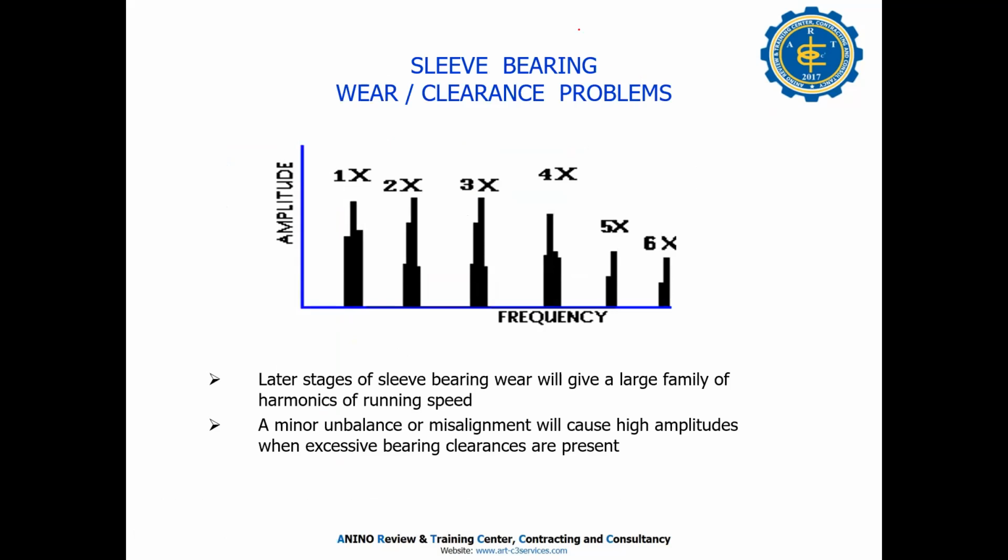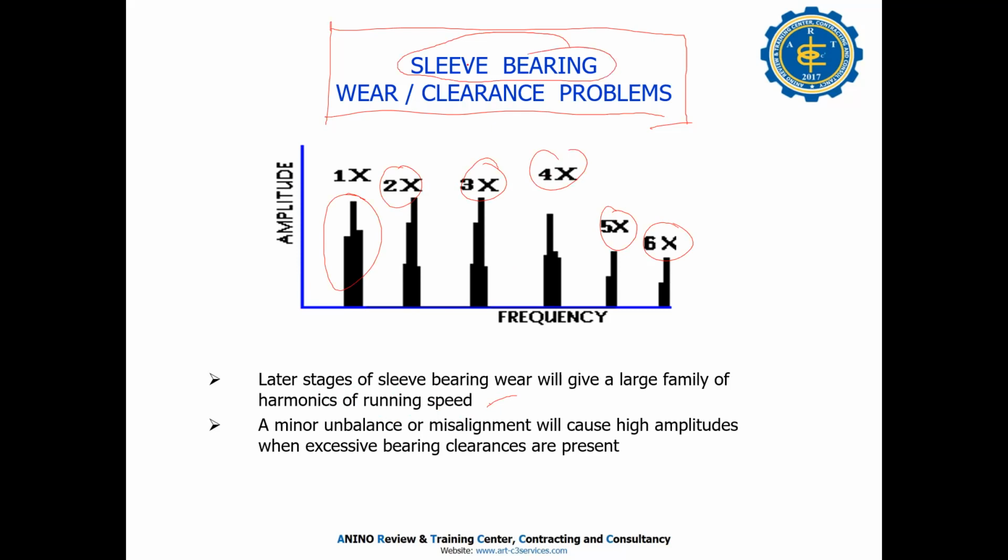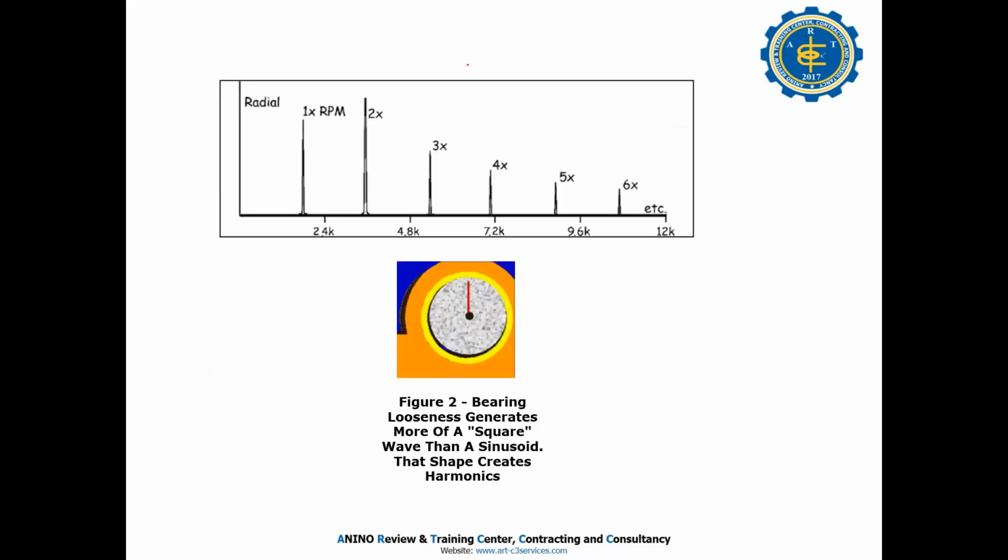So sleeve bearing wear clearance problems. We have later stages of sleeve bearings where we'll get a large family of harmonics of the running speed, meaning 1x, 2x, 3x, 4x, 5x, 6x. Yeah, that is the harmonics. Sleeve bearing. So this one: 1x, 2x, 3x.